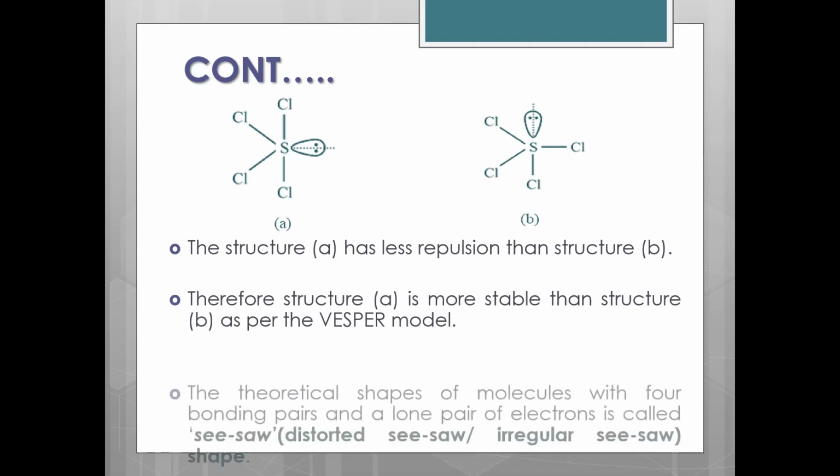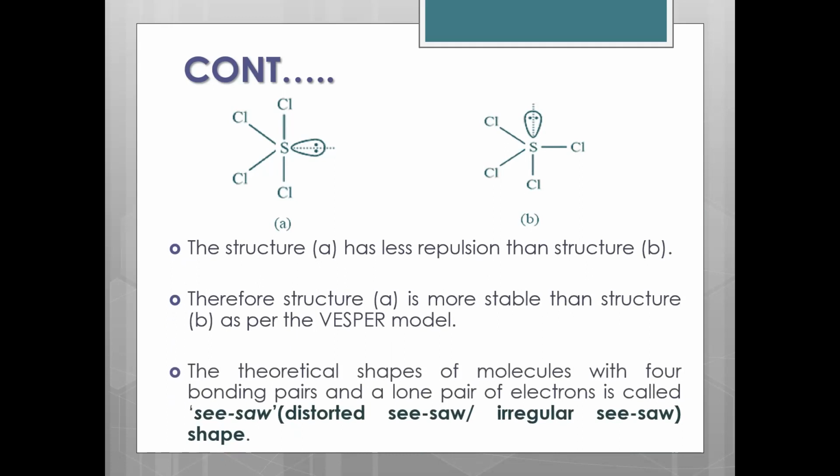Okay. The theoretical shape of molecules with 4 bonding pairs and 1 lone pair of electrons is called seesaw, distorted seesaw, or irregular seesaw shape. It is not actually a regular seesaw shape. That's why they give such names as distorted seesaw or irregular seesaw shape. If you give the seesaw shape, that is also enough for your examination, right?